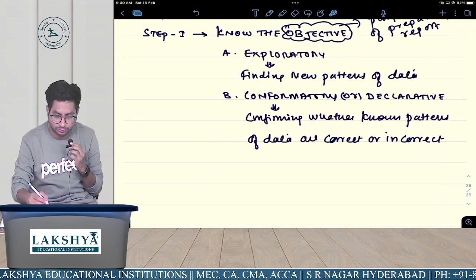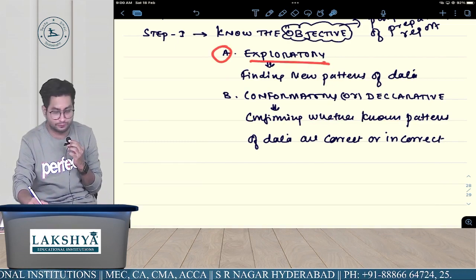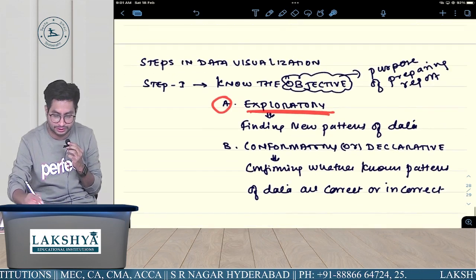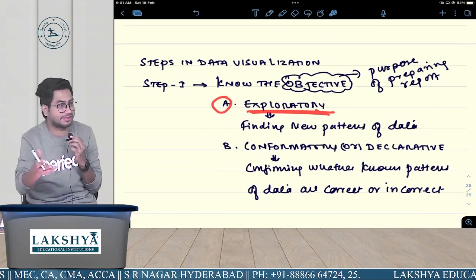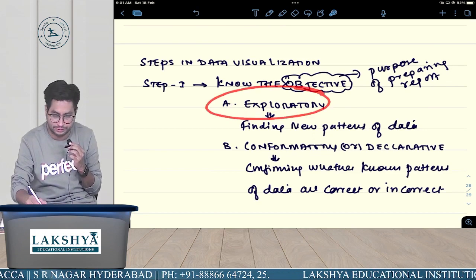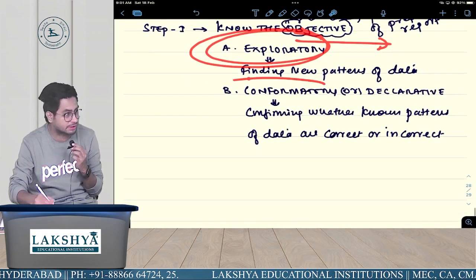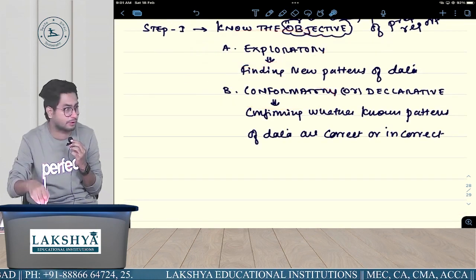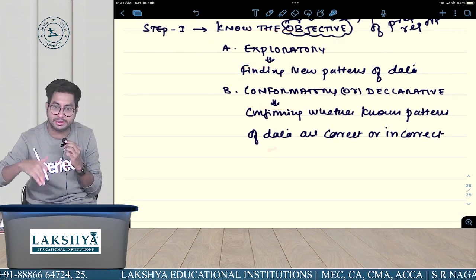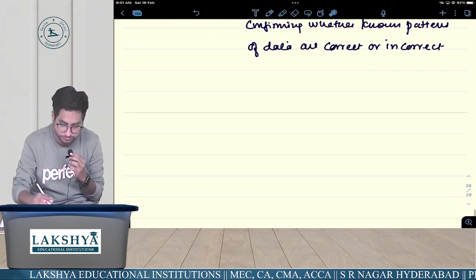Clear? So if my objective is exploratory, the data presented will be different. Data presentation will take a lot of time. Why? First I have to find the information, then I have to prepare a report. But if my objective is confirmatory, do I already have the information? Yes. So will the time taken to prepare a report be more or less? Less. That is step number 1.